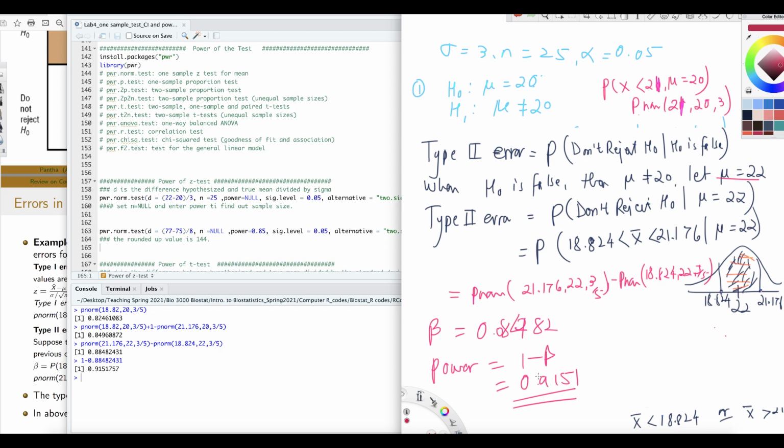Usually we take the type 1 error as 5%, or maximum 10%. Alpha is at most 0.1, and 0.05 is the frequently used value. But for the beta value, usually it should be less than 0.2. That's the convention. That means the power must be greater than 80%.